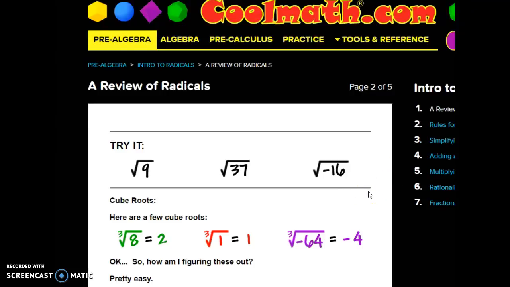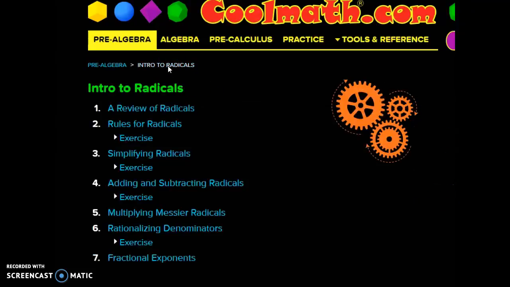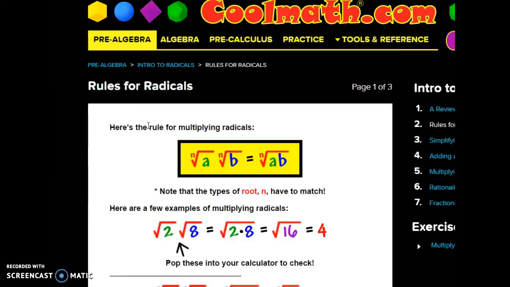This website then goes into cubed roots, but we're not going to deal with cubed roots. This is where it takes a different path than our textbook does. We'll talk about that more, but not right now. So we're going to go back here to our introduction of radicals and look at just a couple of the rules before I give you your assignment.